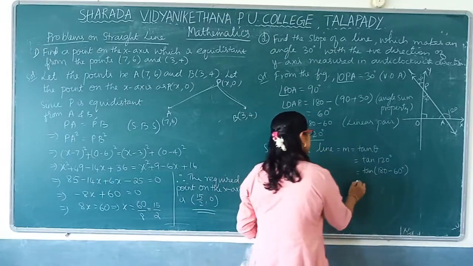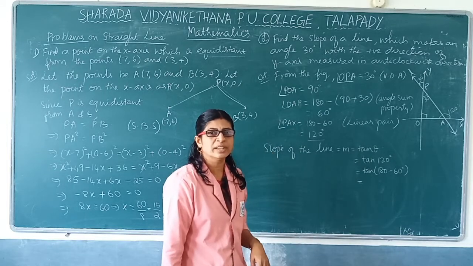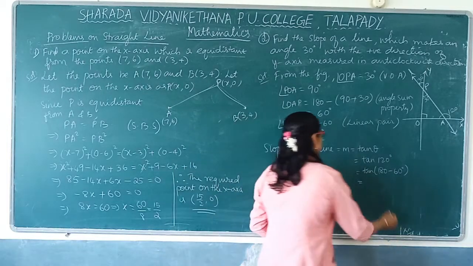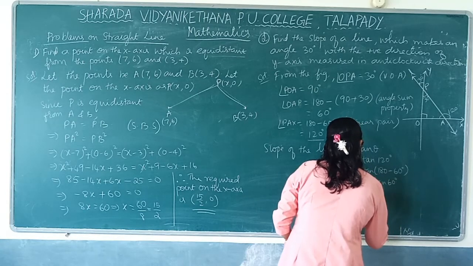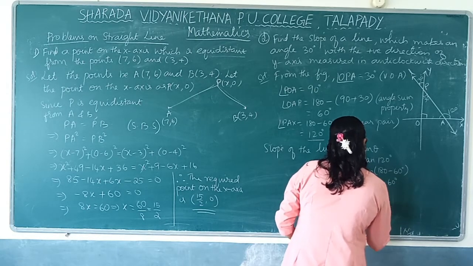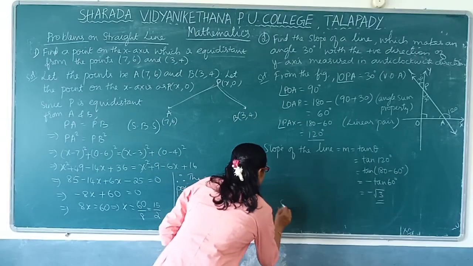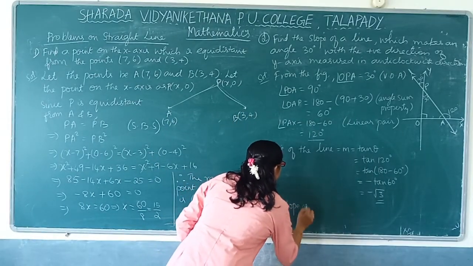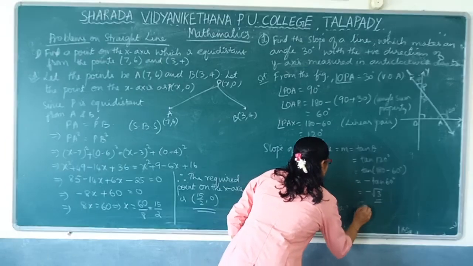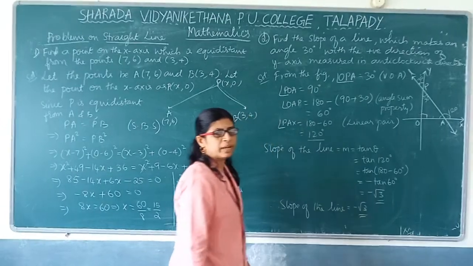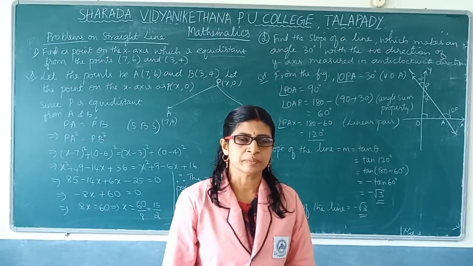So tan of 180 minus 60 comes in which quadrant? It is in the second quadrant. In the second quadrant tan is negative. So it is minus tan 60 degree. What is tan 60? It is root 3. Therefore, the slope of the line is equal to minus root 3. As a conclusion, you write minus root 3. No need to write the value, you can keep it as minus square root of 3.